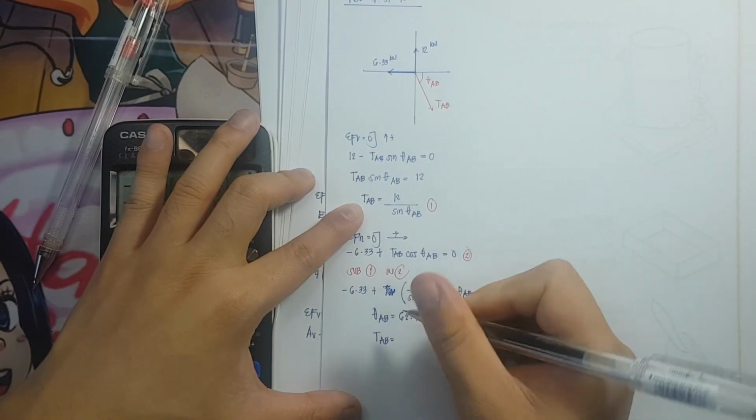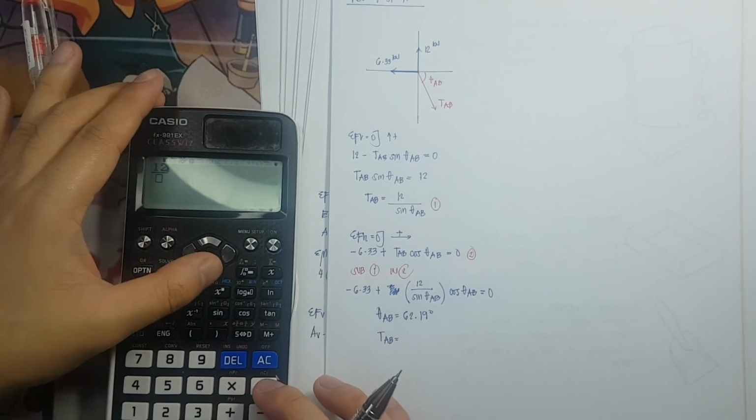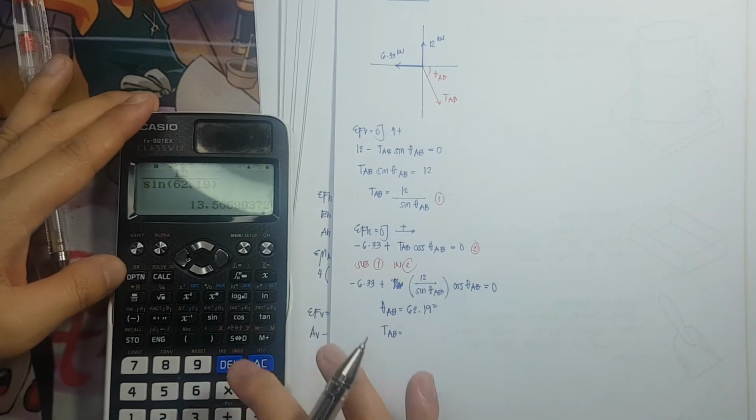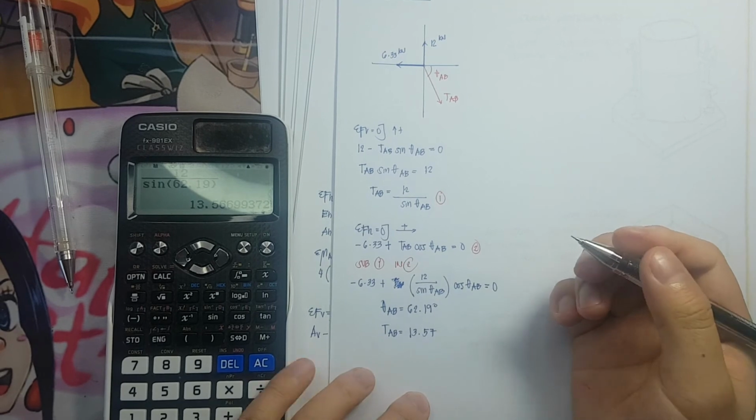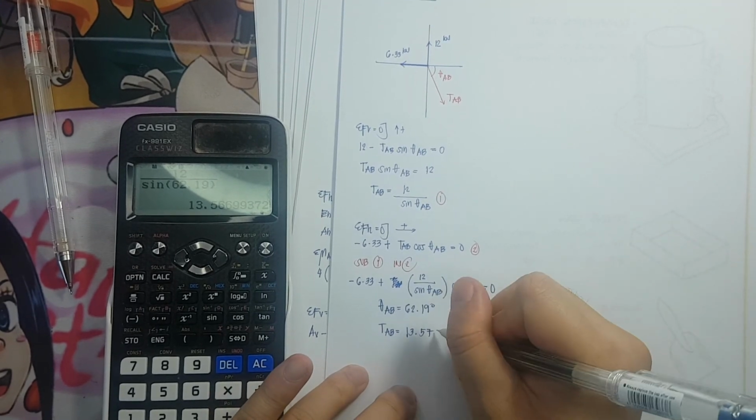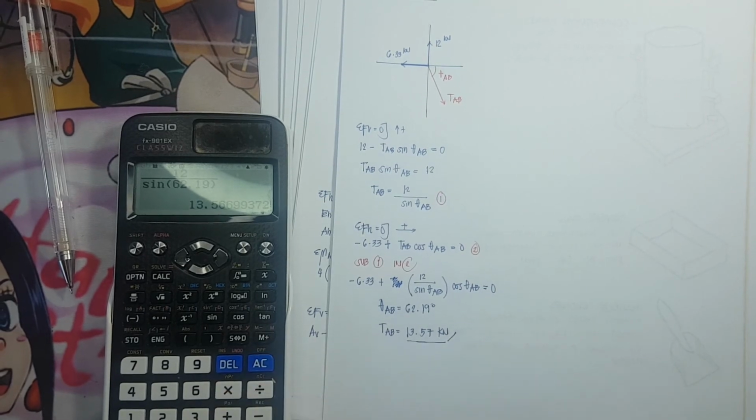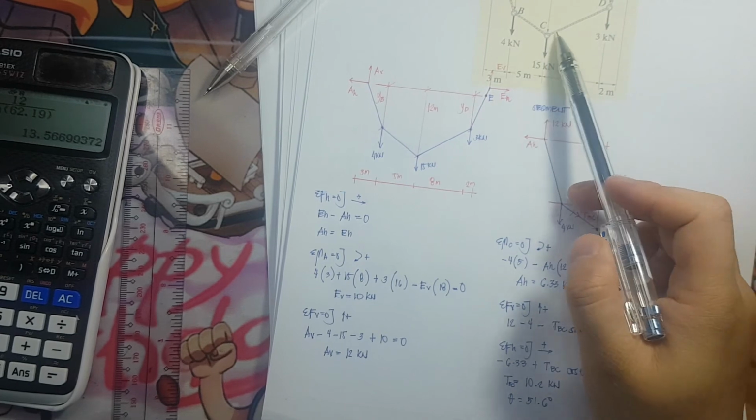TAB therefore is equivalent to 12 over sine 62.19, and that is equivalent to 13.57 kilonewtons. Okay, next would be joint C.